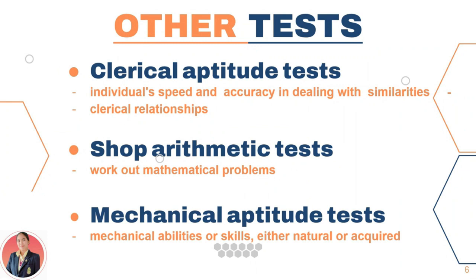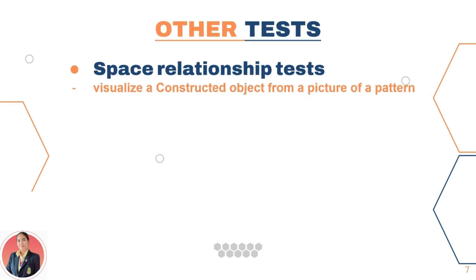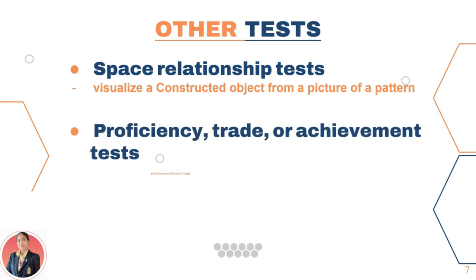These measure mechanical abilities or skills, either natural or acquired. They also indicate the applicant's potential for certain trades, especially in factory or maintenance work. Space relationship tests. These tests measure the ability to visualize a constructed object from a picture of a pattern. It tests the ability to imagine how an object would appear if rotated in various ways.